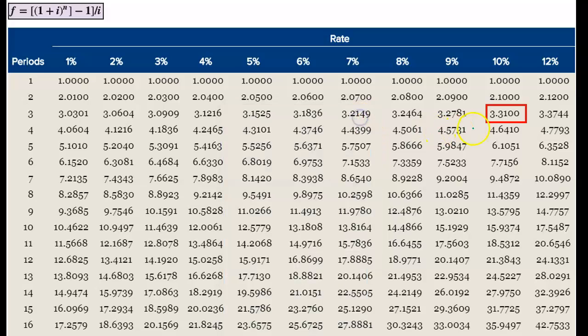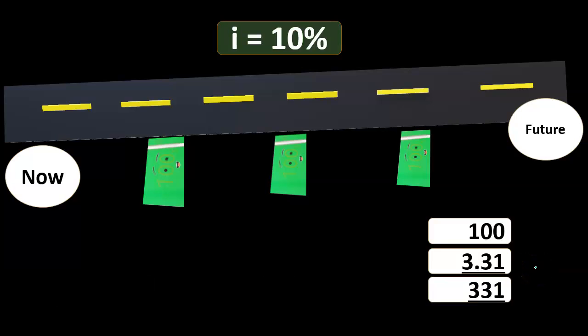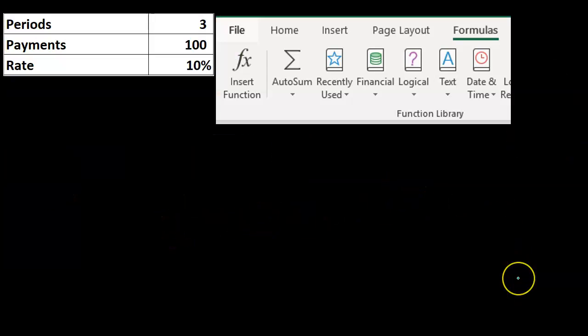It's got to be something that's going to be multiplied by something higher than the number of periods. Periods are 3. It's going to be multiplied by something a little bit higher than the periods you would think, given the fact that it's going to be the future value of money. If we do this calculation, then we're going to take our $100, multiply it times the 3.31 that we got from the table, and that gives us our 331. So the future value of these 3 cash flows is 331.